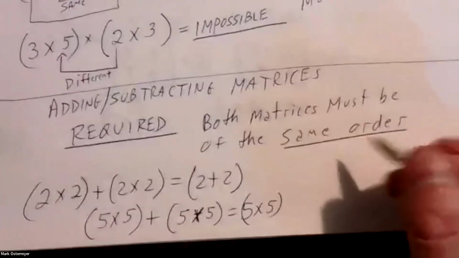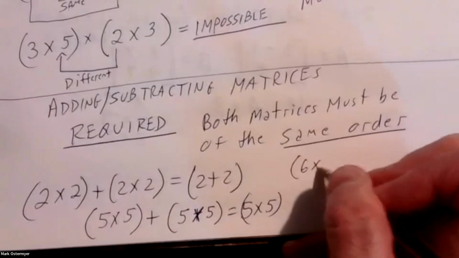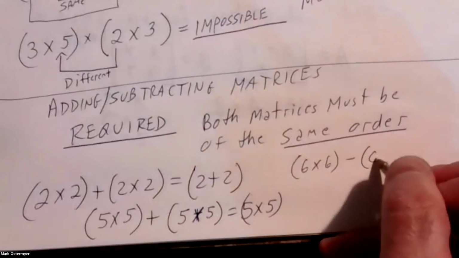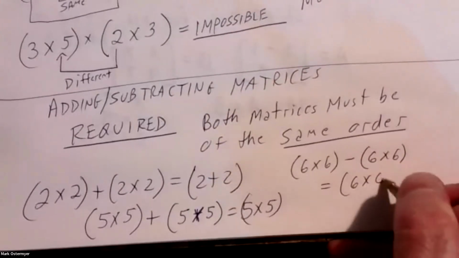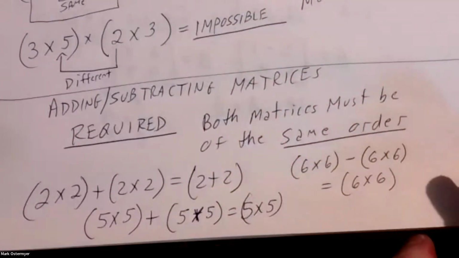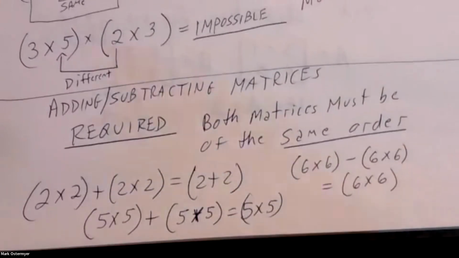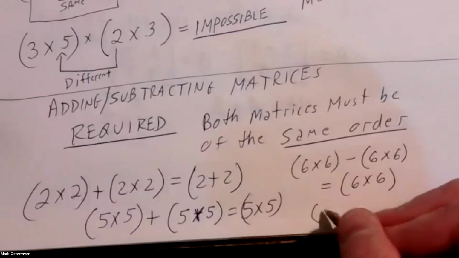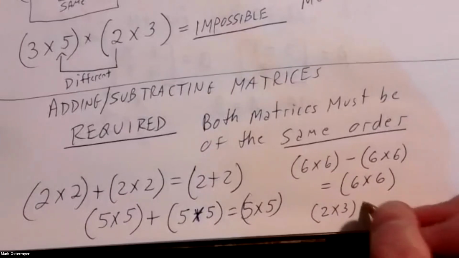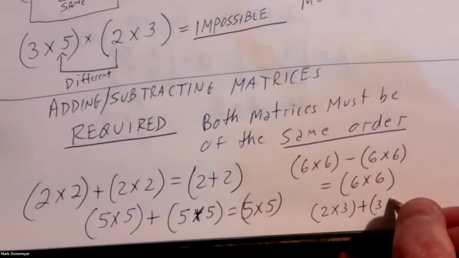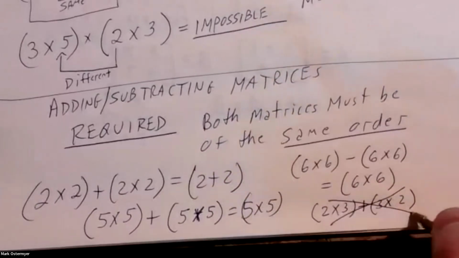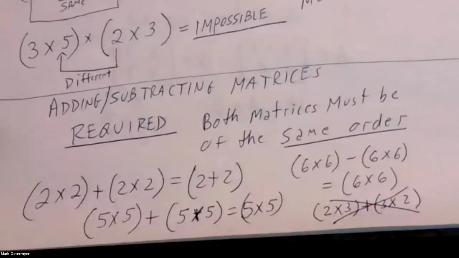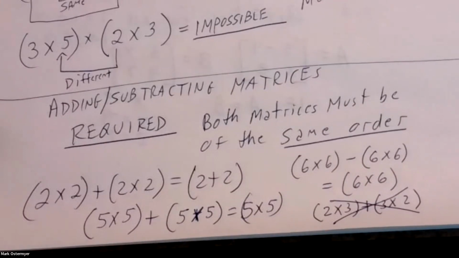Same thing for subtraction. You could take a 6x6 matrix and subtract off, but it has to be a 6x6 matrix also to get a 6x6 difference matrix. Okay. So the order must be the same in order to add or subtract matrices. You cannot take a 2x3 matrix and add it to a 3x2 matrix. This is impossible. In order to add or subtract matrices, the orders must be identical for all the matrices.